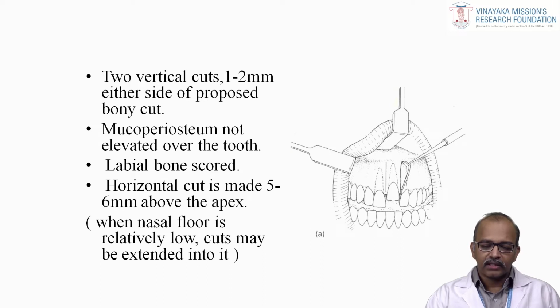The vertical cuts are placed 1 to 2 millimeter on either side of the proposed bony region, labially as well as palatally, up to the depth of the cortex, and then the horizontal cut is placed 5 to 6 mm above the apex. Then the cuts should be placed only to the cortex.